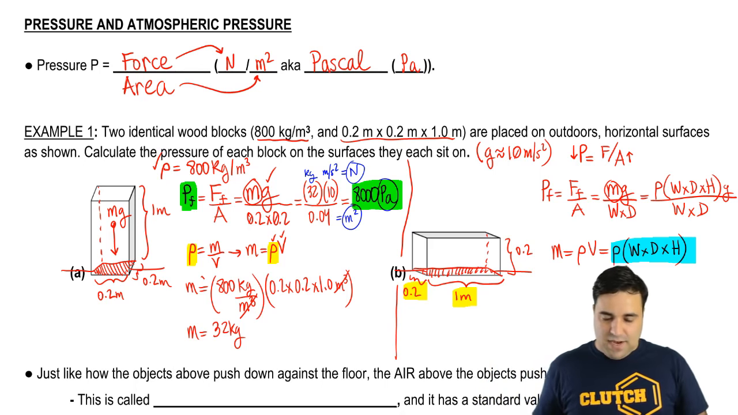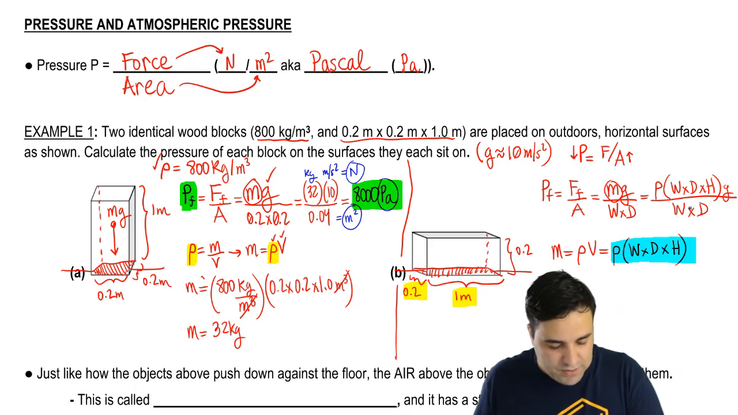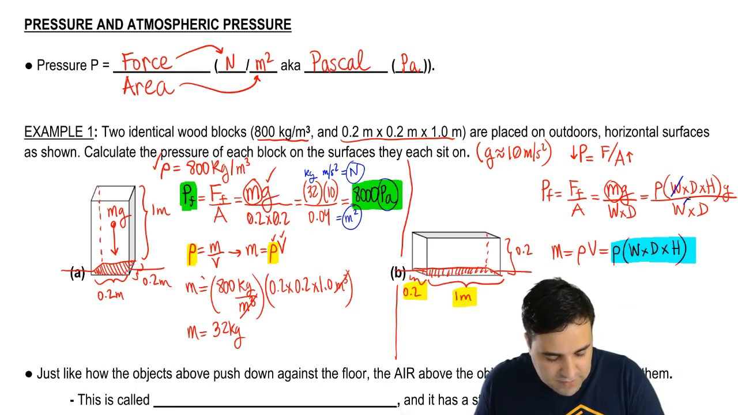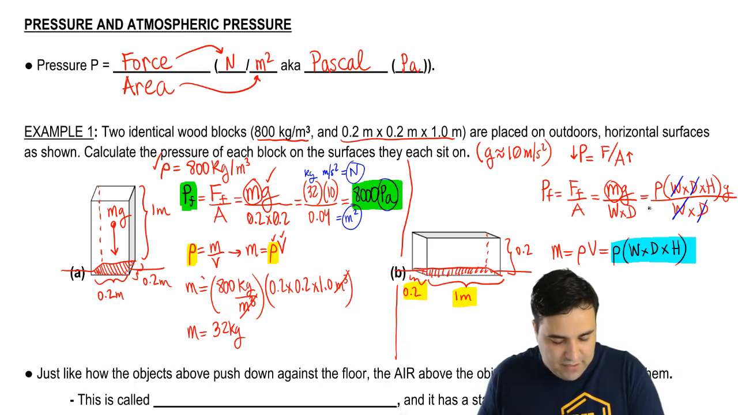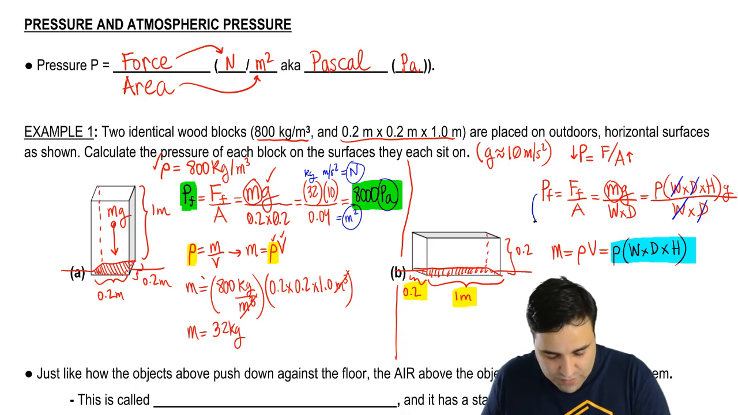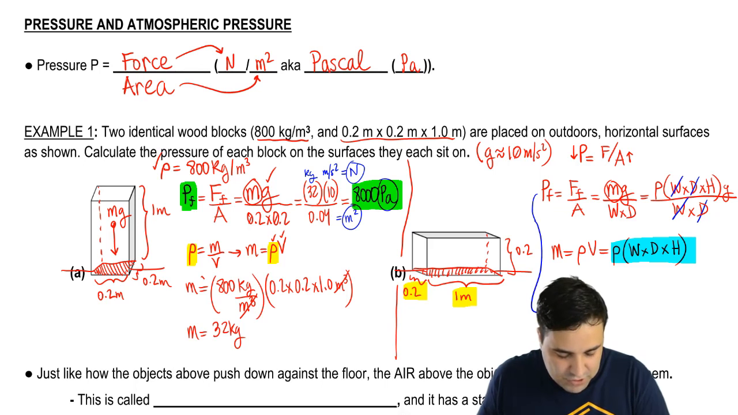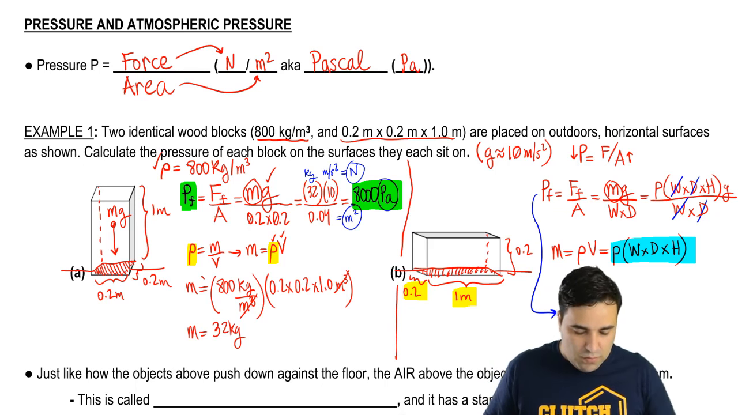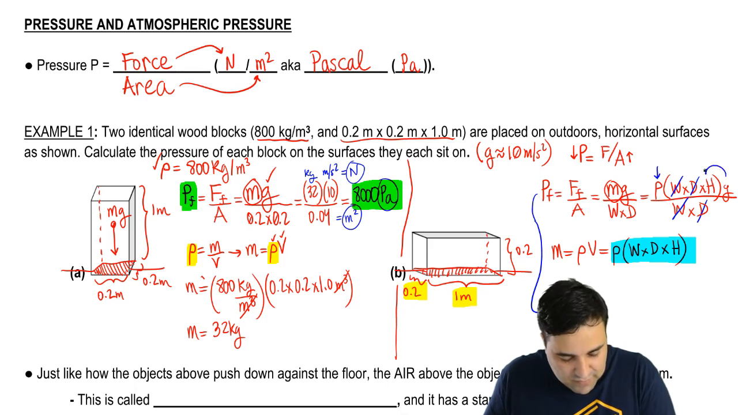Okay, and this is the only time I'm going to do this, just to show you this is actually very helpful for you. W cancels, d cancels, and you're left with that the pressure against the floor is going to be rho, not P, this is rho, be careful. And I'm gonna just move the letters a little bit here.